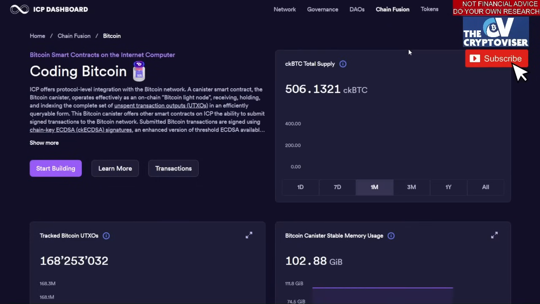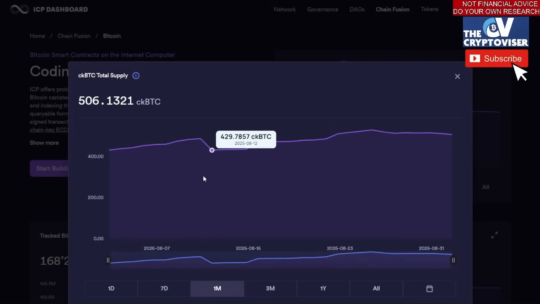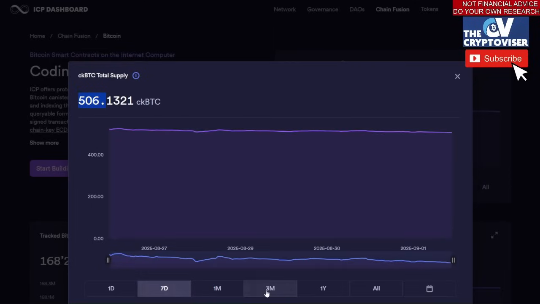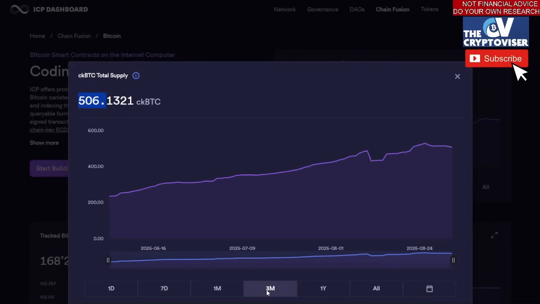We're also seeing, remember what I was just talking about with Bitcoin DeFi? We're starting to see the Bitcoin usage and Bitcoin effectively, quote unquote, locked in the internet computer or cross-chained. In Ethereum, they call it wrapped. But we're seeing this number increasing as well. Just in the last 1 month, we went from 430 Bitcoin all the way up to 506 Bitcoin, which is basically 80 Bitcoin increase. At $100,000, it's $8 million increased.